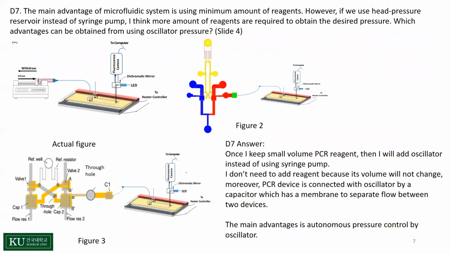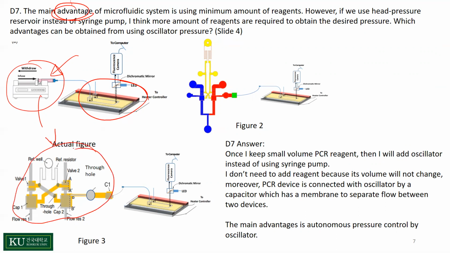The next question is, what is the main advantage of this device? I already mentioned that the previous device was connected with the syringe pump. This syringe pump is a computer-programmable syringe pump, which required a computer program. So I replaced this part with an oscillator, which does not need any computer program. So it is an autonomous device. This is the main advantage of this device.